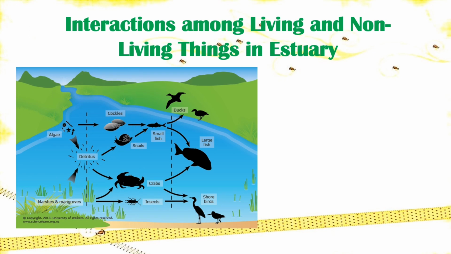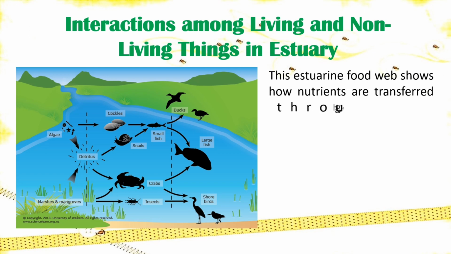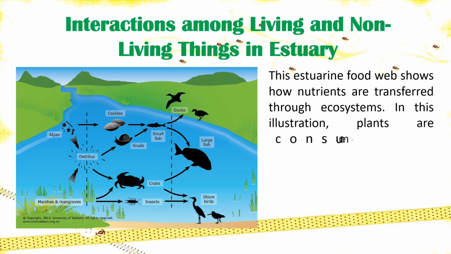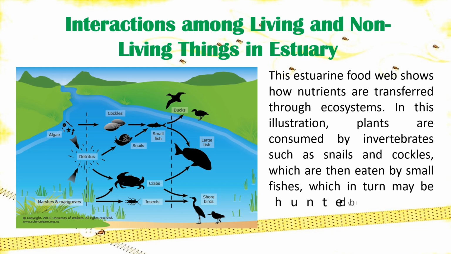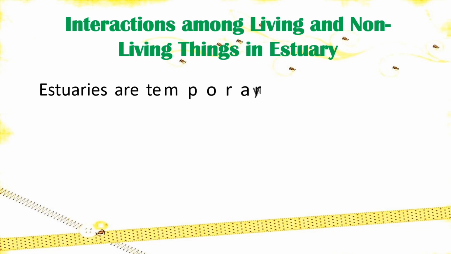Let us try to look at the illustration. This illustration is an example of a food chain in an estuary. This estuarine food web shows how nutrients are transferred through ecosystems. In this illustration, plants are consumed by invertebrates, such as snails and cockles, which are then eaten by small fishes, which in turn may be hunted by larger fish like snapper.